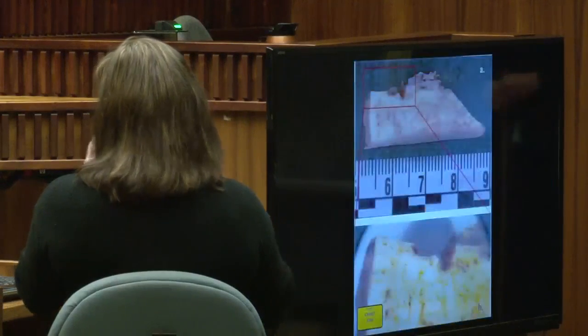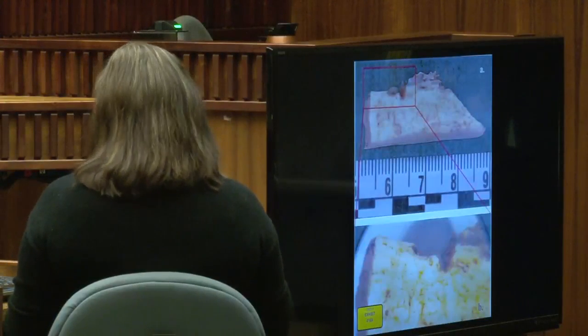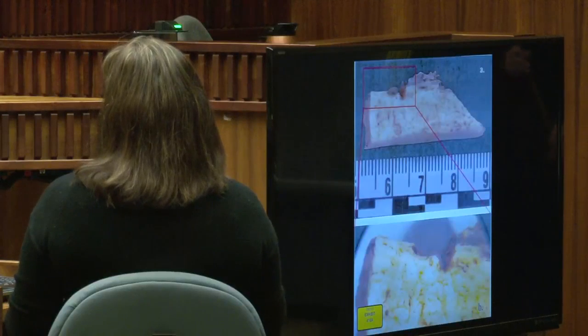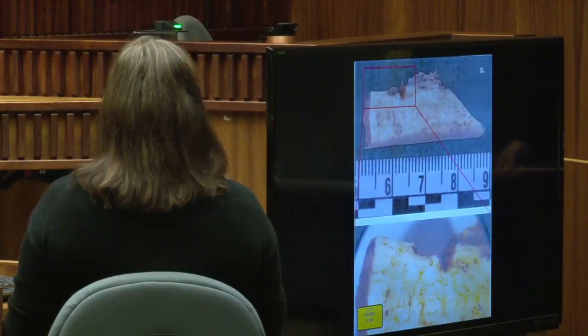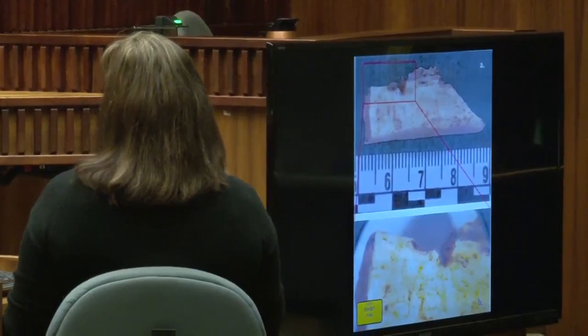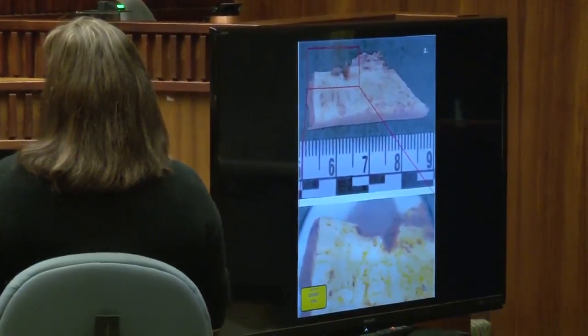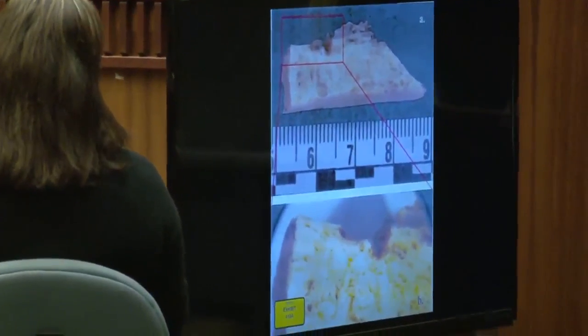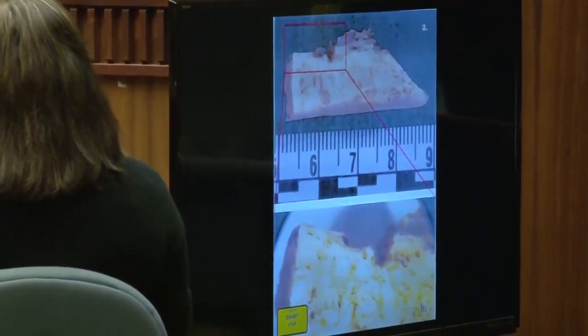Okay, and showing you State's Exhibit 416A. Is this the same image side by side with the previous two photographs? Yes. Please have a seat.